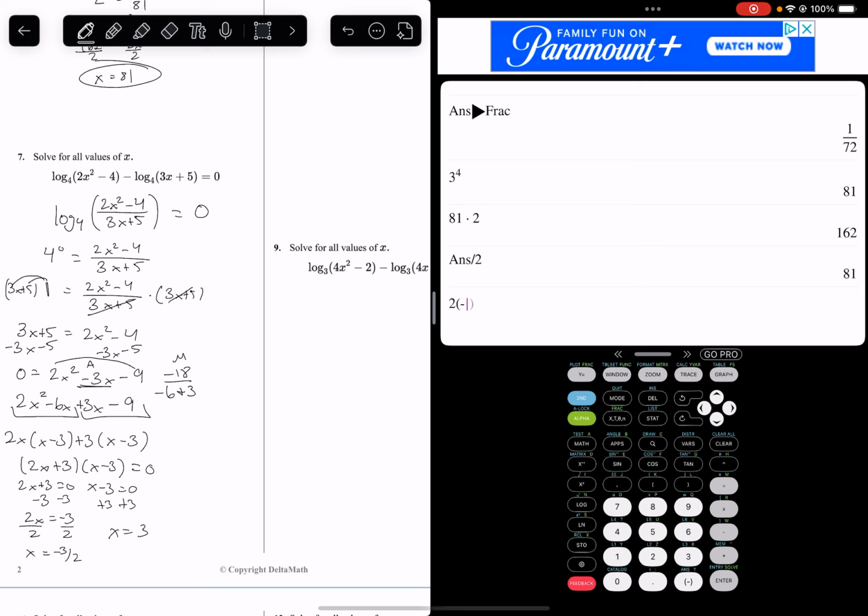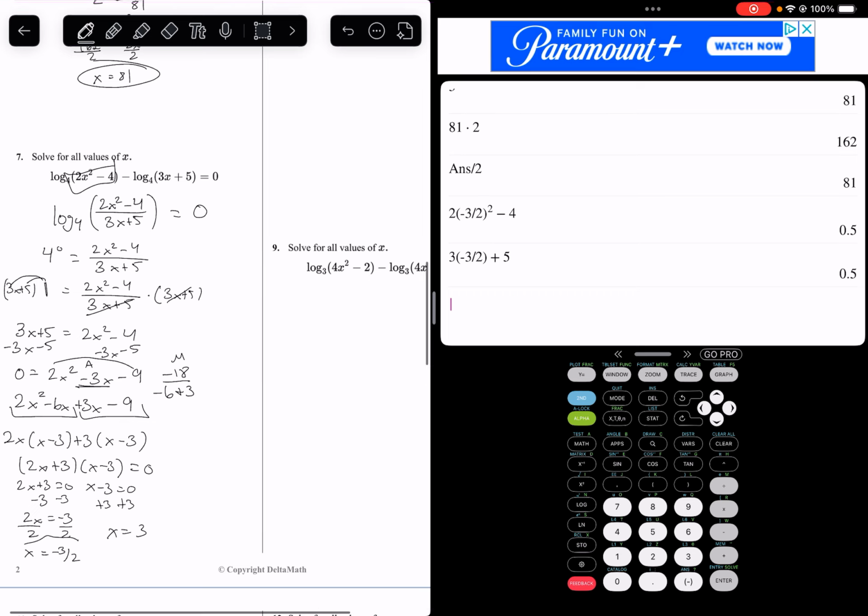Let's check. So we'll do 2 times negative 3 over 2, squared, minus 4. So that was me plugging it into this logarithm here. And that one checked out. That gave us a positive value. So then we're going to do 3 times negative 3 over 2 plus 5. And that one's also good to go. So both of those worked. So negative 3 over 2 is a good solution.